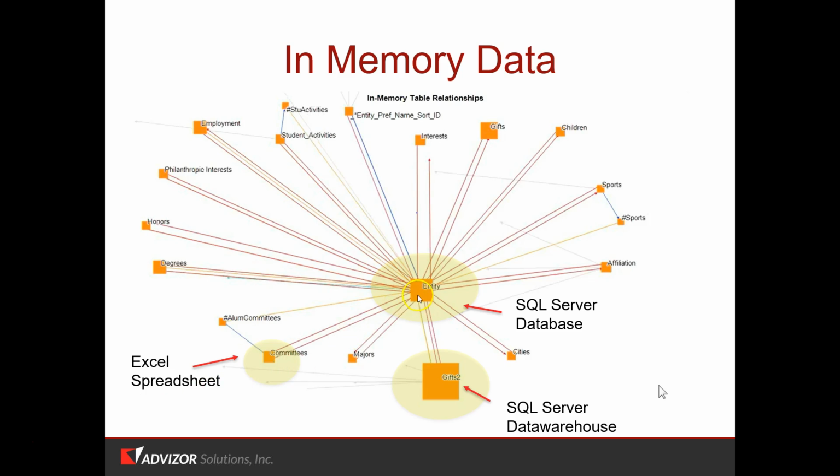In this case, we have an entity table that is our core table, and we have lots of dimension tables, gifts, children, sports, affiliation, employment, and so on, that are centered around the entity table. The entity table was loaded from a SQL Server database, while the giving table, that has one row per gift, was loaded in from a SQL Server data warehouse. And finally, there's a committees table that's loaded from an Excel spreadsheet that's sitting on a server somewhere that is manually maintained.